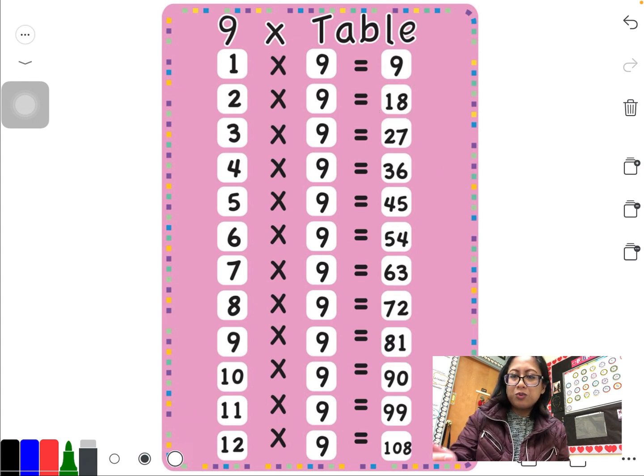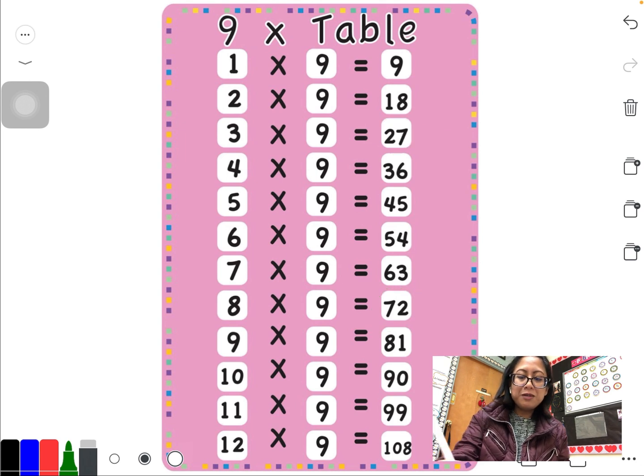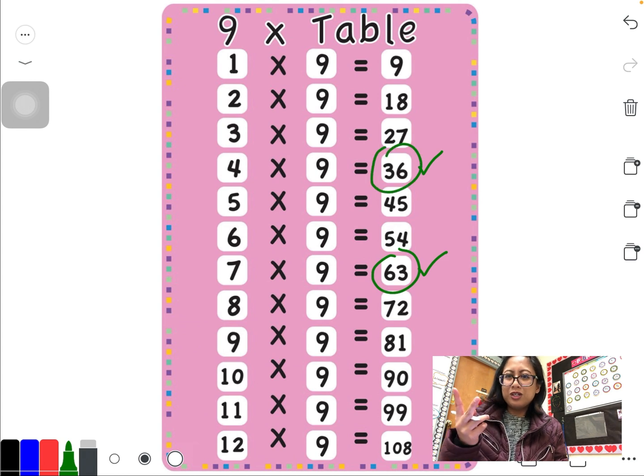3 times 9 is 27, okay, but 8 times 9 is 72. So the numbers again are switched. 4 times 9 is 36, but 7 times 9 is 63. So the numbers switch. Do you see that pattern? They're kind of using just the same numbers over and over again. That's what I noticed with the 9s. Just like yesterday I told you there's a lot of patterns to decipher, this was a lot of level 4 thinking where you had to look for those patterns, okay?